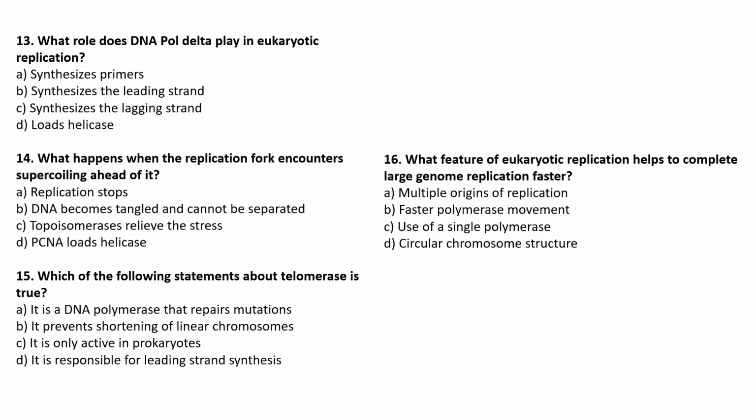And this is the last question for today. What feature of eukaryotic replication helps to complete large genome replication quicker? Someone is saying B. I don't know if it's for this question or the previous one. Anyone has any other answer? Someone is saying A. Disha is saying A. Great. So the answer is correct. That's A. That you have multiple origins of replication. I mentioned this earlier, so I'm not going into it.